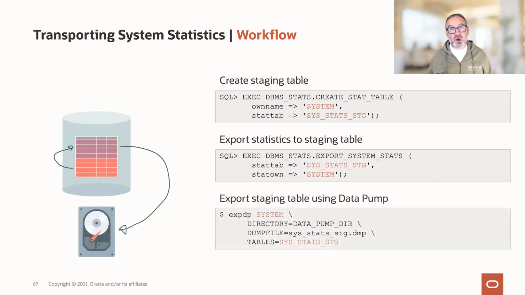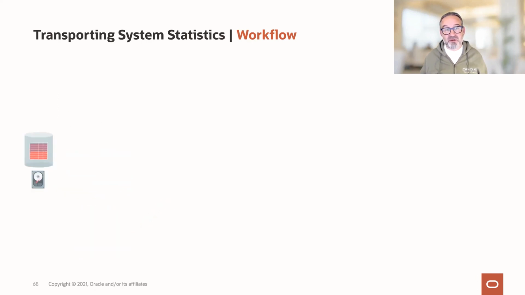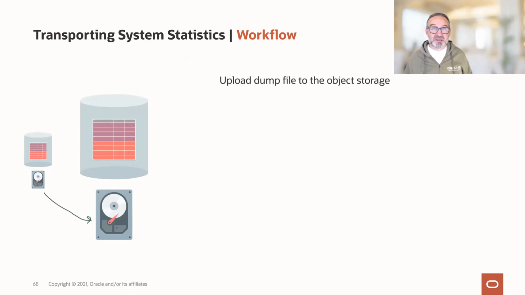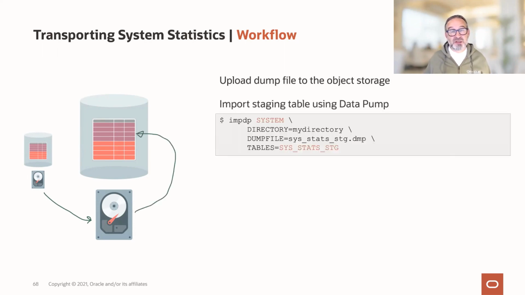And then I call Data Pump. And with Data Pump, I export this staging table into a simple dump file. Then I upload this dump file into my cloud environment. So here's my target database. I need to upload it into the object storage. And from the object storage, now I can import it into my target database in the cloud. So a simple import call with only this table.